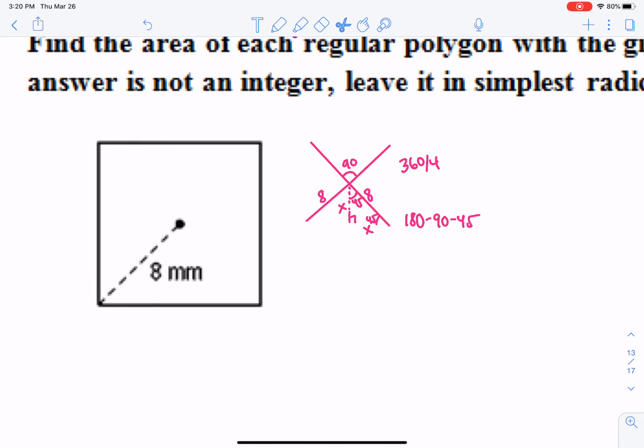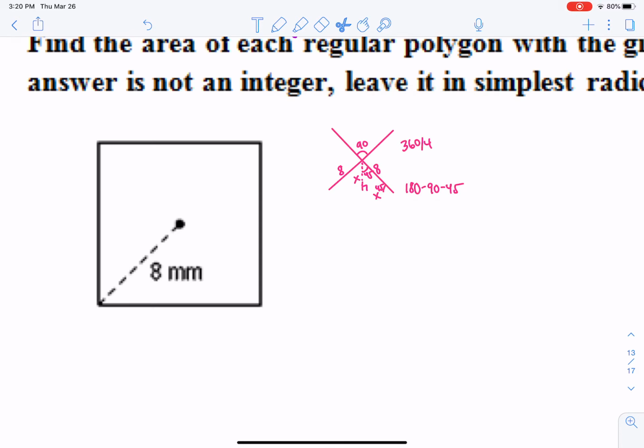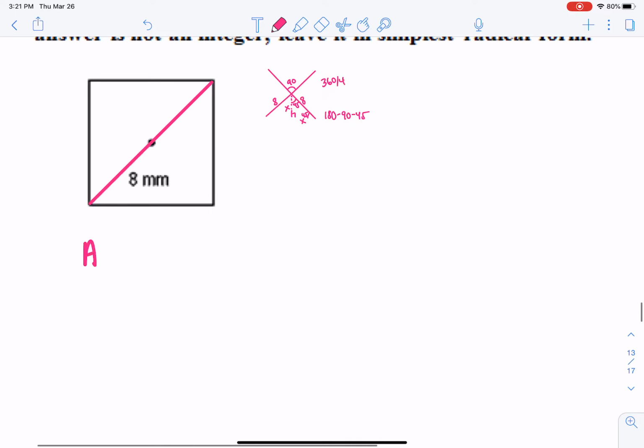Since this is a regular polygon, that means it's a square. All the sides are the same, and it's 4-sided, so this is a square. A square is a type of rhombus, and if you remember, the area for a rhombus was 1/2 times diagonal 1 times diagonal 2. If it's a square, the diagonals are the same, 8 and 8, that one's 16.